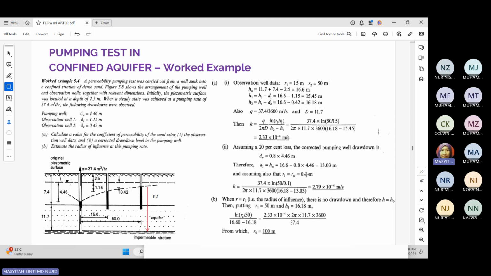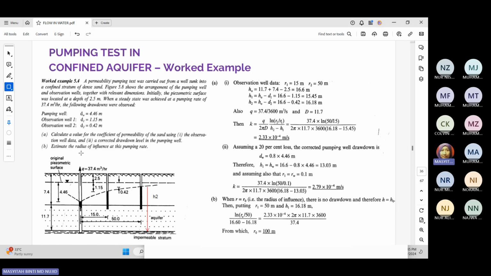Okay, H1 sama dengan HW. So 16.6 tolak dengan 0.8 darab dengan 4.46 dapat 13.03. Maknanya H1 kita dah berubah lah, dah tak boleh pakai 15.45 jadi 13.03. Assuming that R1 pun adalah R untuk drawdown iaitu 0.1. So therefore our new K is already changed from 2.33 kepada 2.79. So nampak dia lagi besar sikit lah daripada yang asal.